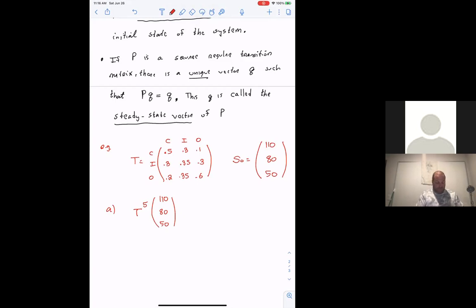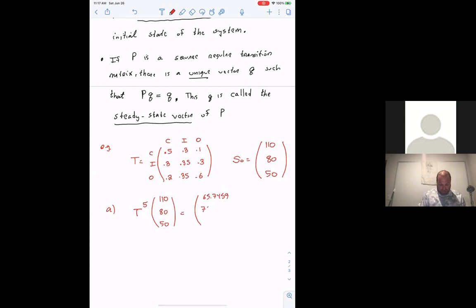So I take out my calculator, and first I'm going to edit and form a 3 by 3, which is 0.5, 0.3, 0.1, 0.3, 0.35, 0.3, 0.2, 0.35, and 0.6. Make sure I put the numbers in correctly. Then we quit out and go to matrix, edit again. This time we want a 3 by 1, which is 110, 80, and 50. Then we take the first one to the 5th power and multiply it by the initial state vector.